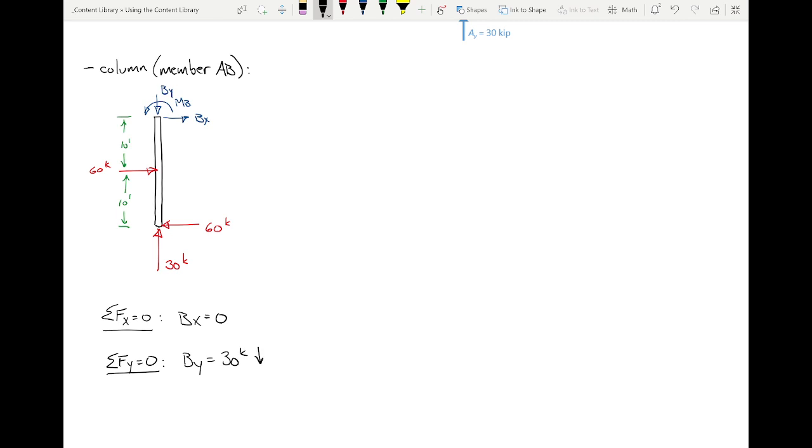Now, here's a real question. Does By matter? No. Why doesn't it matter? Because I'm drawing a shear and moment diagram. By acts along the axis of the member. It is an axial force. It's not transverse to the member. Bx would have mattered. By does not.